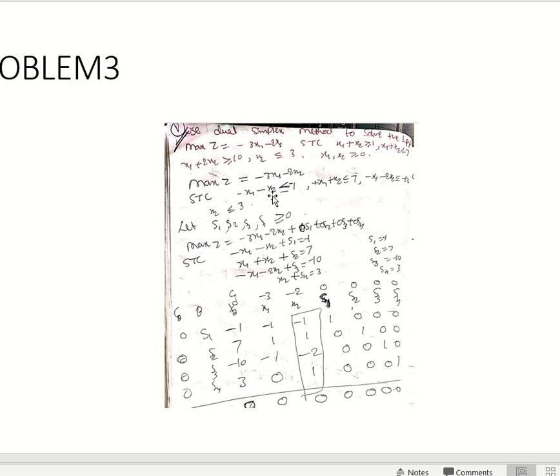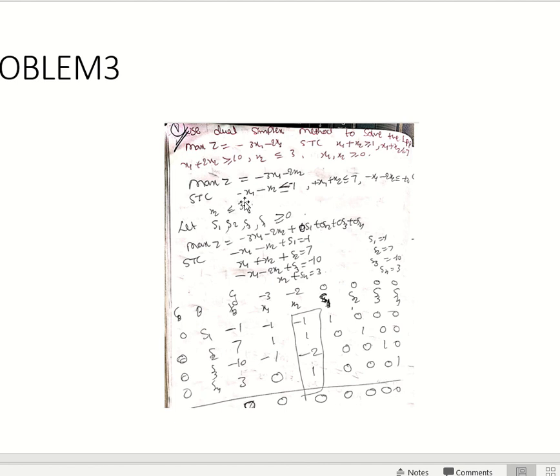Since there are 4 constraints, 1, 2, 3 and 4, how many slack variables we have to choose? S1, S2, S3, S4. So these are the slack variables which are positive. Okay. So what is maximization of Z? We can write it in the form of minus 3x1 minus 2x2 plus 0s1 plus 0s2 plus 0s3 plus 0s4, because we have to assume the slack variables 0 for this maximization condition.